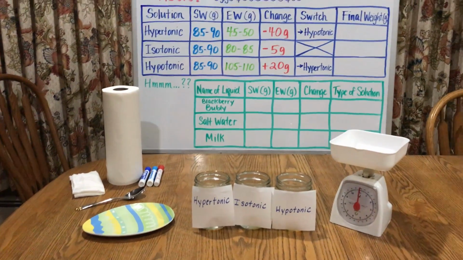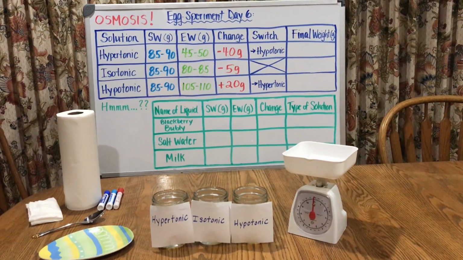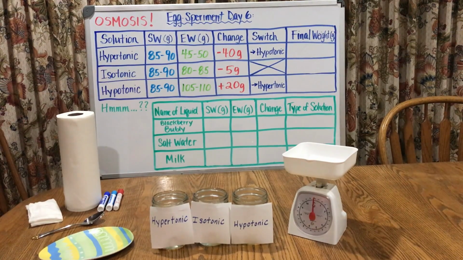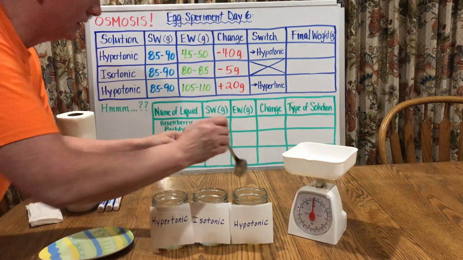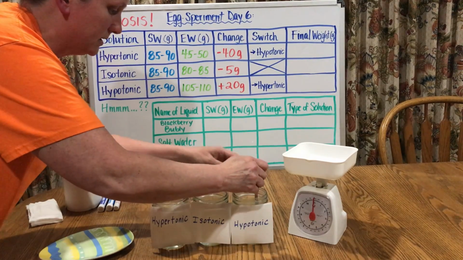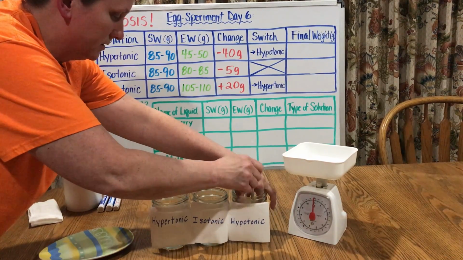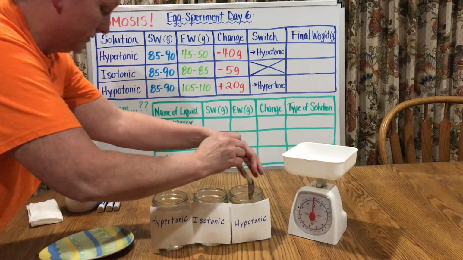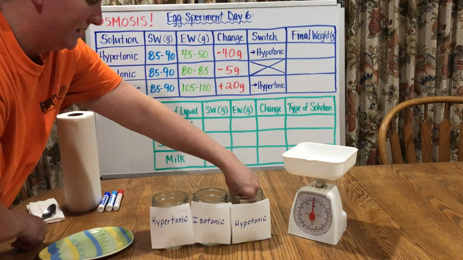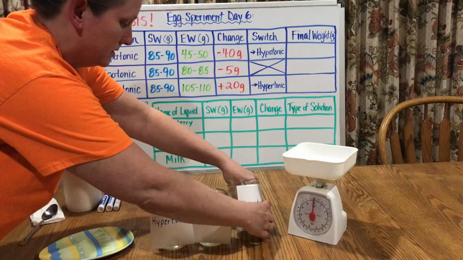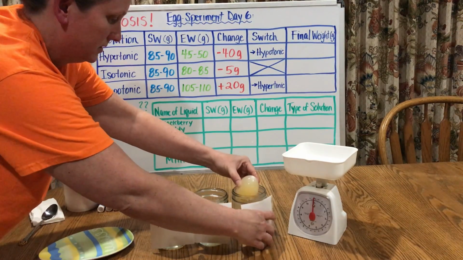So I'm going to go through this very quickly with you and take them out. Again, I'm going to start with the hypotonic, because it's the one that's in the distilled water. And it's just easier. Well, not easier, but it's not as sticky. How's that? So we'll take that out.